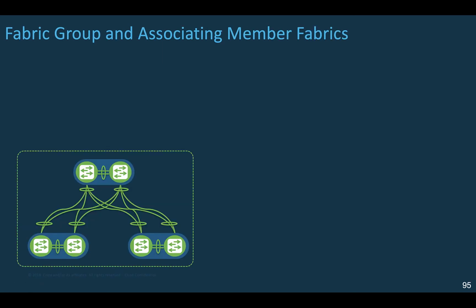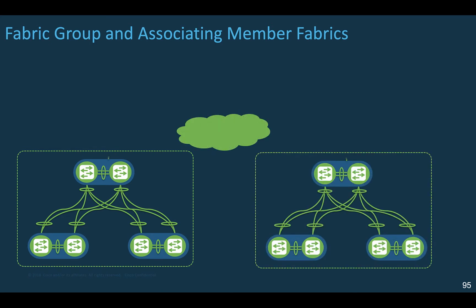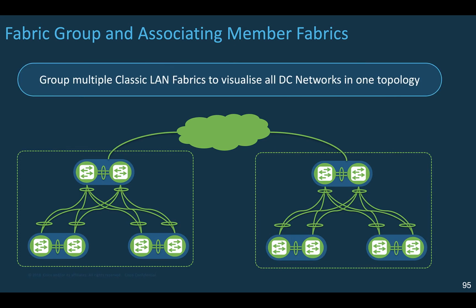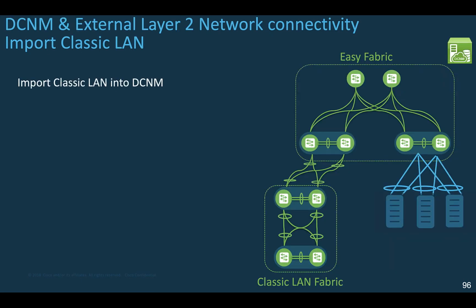One of the options you have is the representation of your data center networks in the topology view. You may have one single data center network view by selecting the scope of interest, or you may group multiple Classic LAN fabrics together to visualize multiple data center networks in a single view. For this demo, we will create a new fabric to import an existing Classic LAN, and we will attach it to an existing VXLAN EVPN fabric.